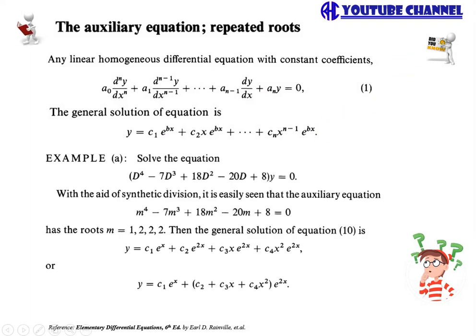So, for example, solve the differential equation, the quantity D to the fourth minus 7D cubed plus 18D squared minus 20D plus 8 times y is equals to 0. Okay, so ito, hindi natin yan makaya sa by factoring. Automatically, gagamit tayo ng synthetic division.